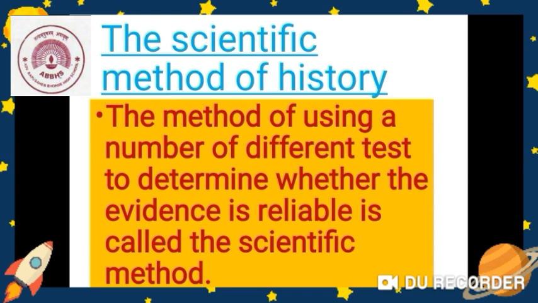So, can you repeat the definition one more time after me? Scientific method means the method of using a number of different tests to determine whether the evidence is reliable is called the scientific method. Good. Let's take one example.